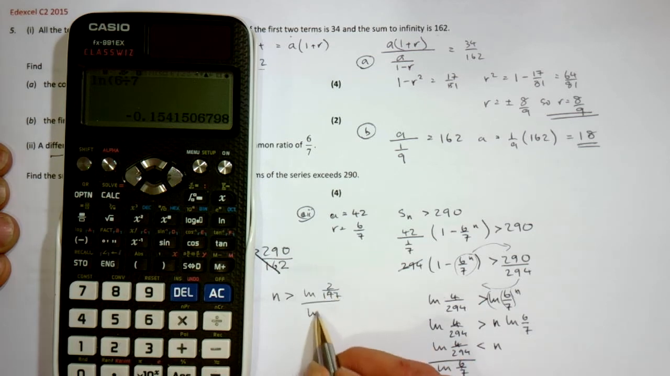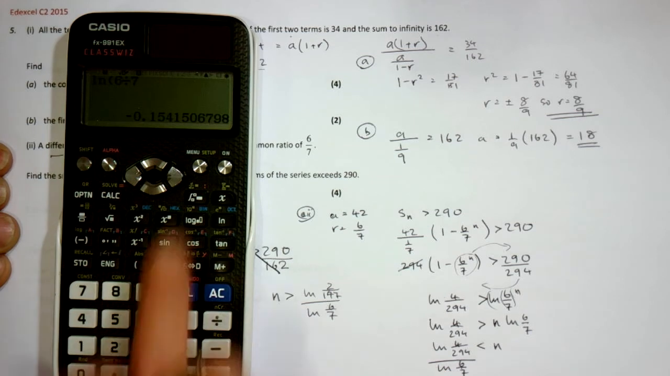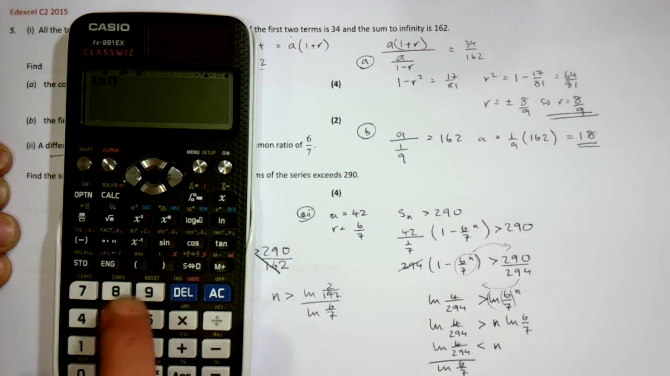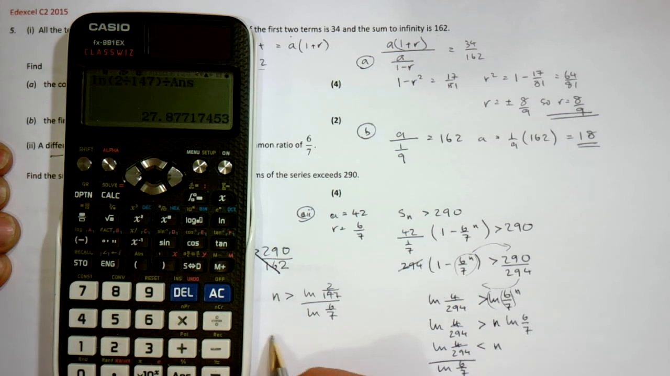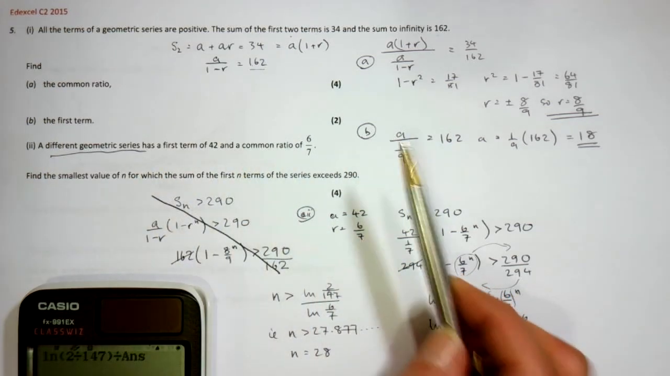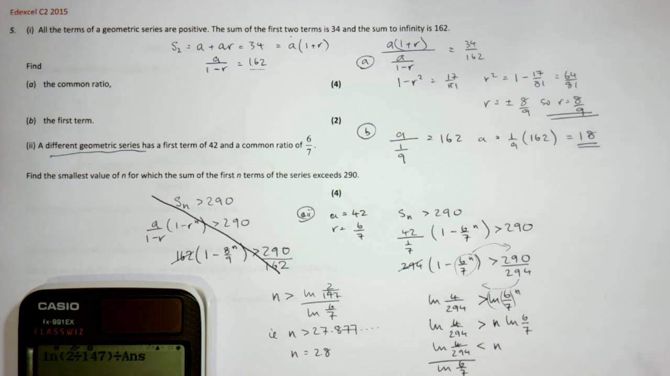over log of 6/7. Well, this is log of 6/7, so I'm going to do log of 2 divided by 147 divided by the answer that was in there previously, i.e. n is bigger than 27.877... and so n must be equal to 28, because n represents the term of our GP, and it can only be an integer number. And we can check this.